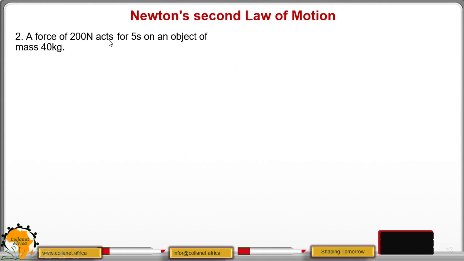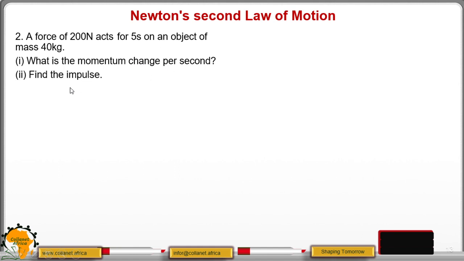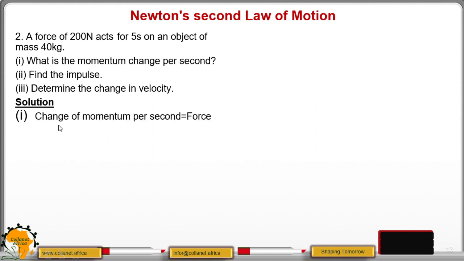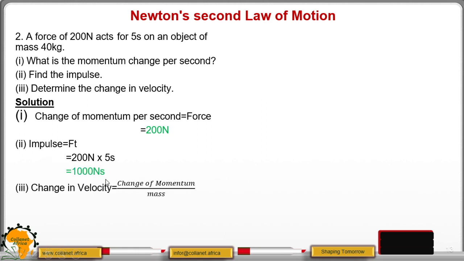Then we move to another example. A force of 200 Newton acts for 5 seconds on an object of mass 40 kg. What is the momentum change per second? Find the impulse. Determine the change in velocity. We proceed as follows. The change of momentum per second is force. Remember, we have seen that force is defined as the rate of change in momentum. So when you talk of the change of momentum per second, you are referring to the force, and the force is given as 200 Newton. Then part B, find the impulse. Our impulse is Ft. F is 200 Newton multiplied by 5 seconds. You get that the impulse is 1000 Newton second.